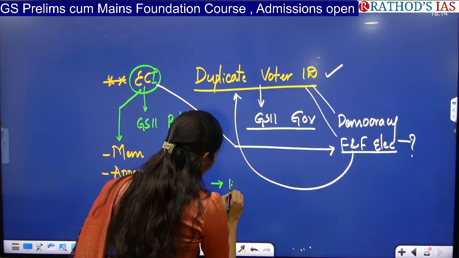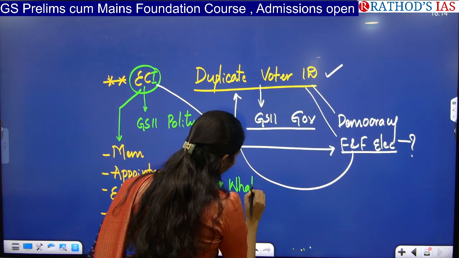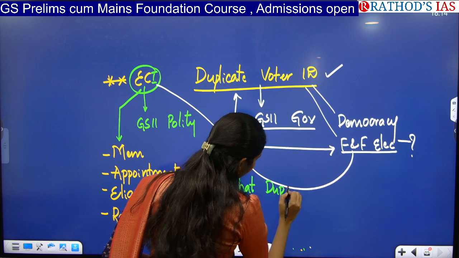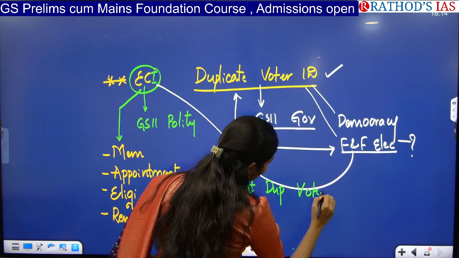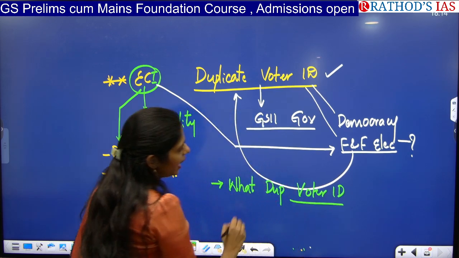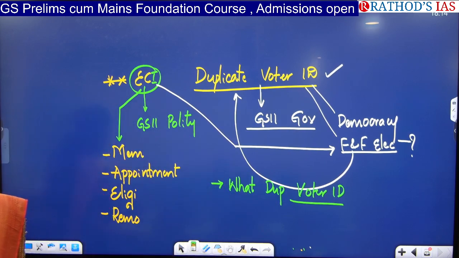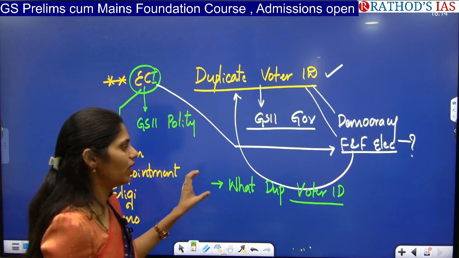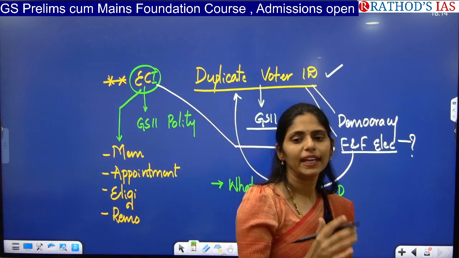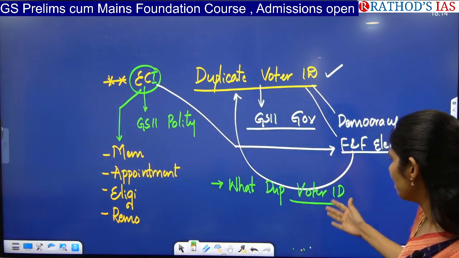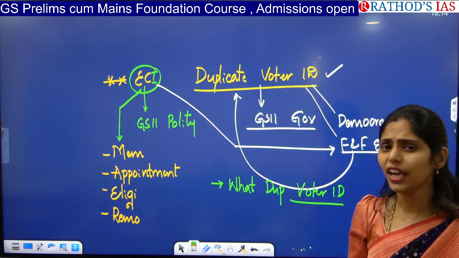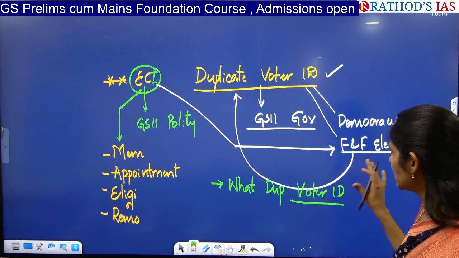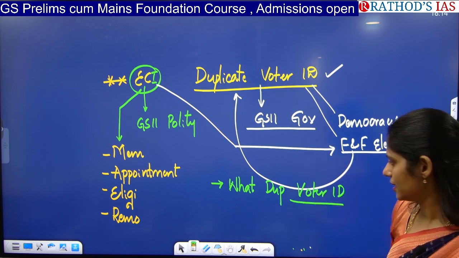First you have to see what the meaning of duplicate voter IDs is, and you have to see some examples. You may get a question like, consider the following statements regarding duplicate voter IDs, and they will give examples of voter IDs, and you have to select the right one, that is, which comes under duplicate voter IDs.